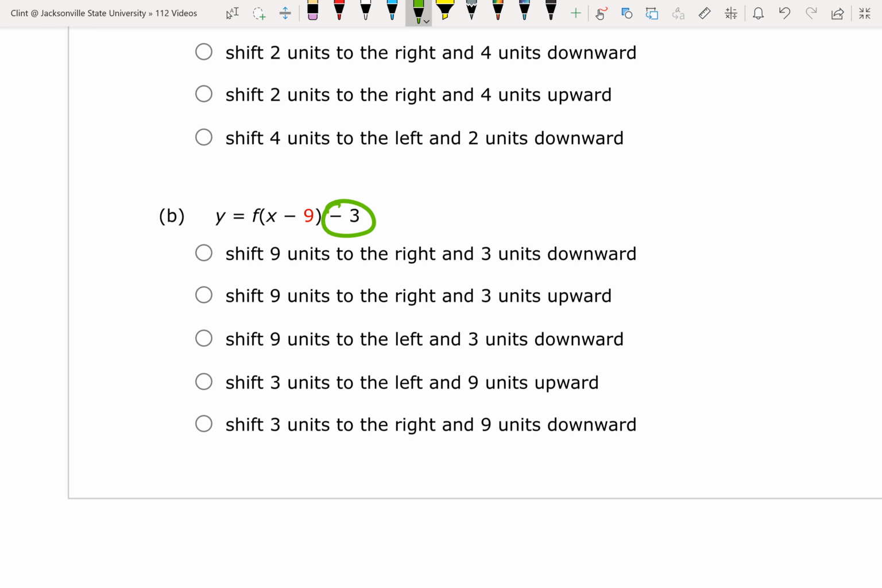This one, I can see we've got -3 out here, so we've gone down 3. And in here, we have a -9. That means our graph has gone right 9. We have shifted 9 units to the right. That's not the one. 9 units to the right, and 3 units down. So the first one.